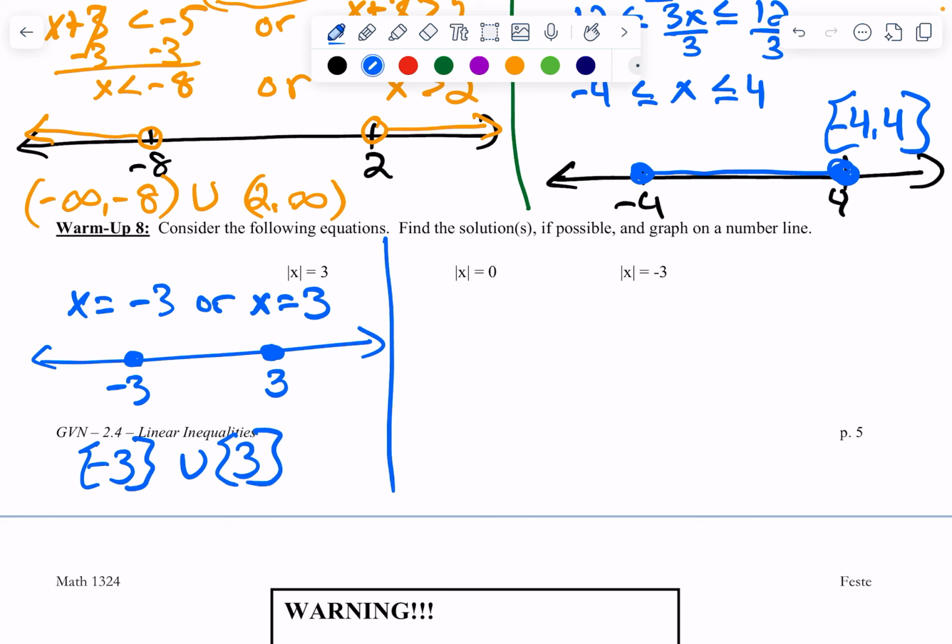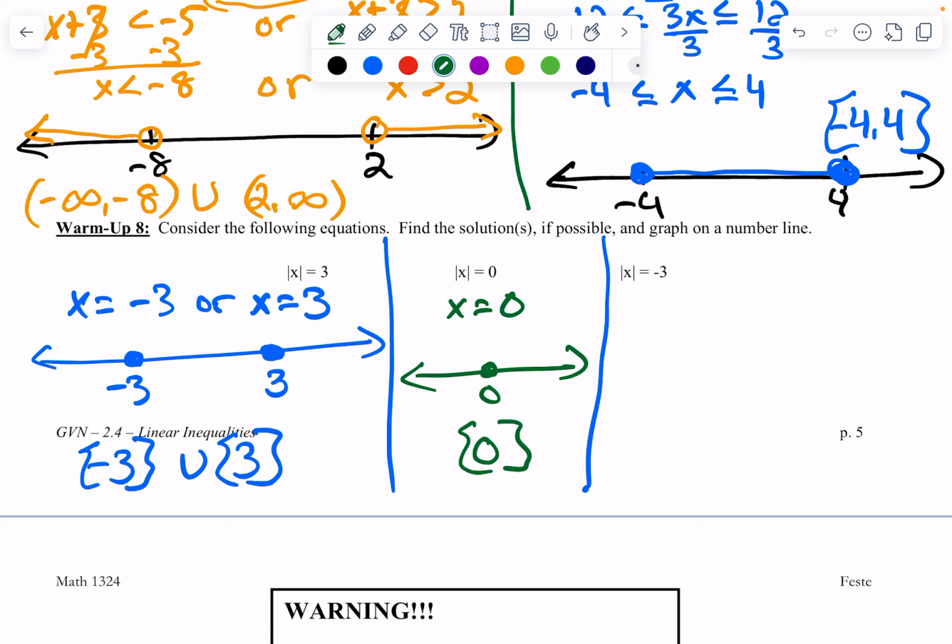Okay, next one is the absolute value of x equals 0. 0 does not have a positive or negative sign, so it's going to be just a 0. So on a number line, it's just going to be a 0. And your interval notation would be just 0 inside brackets. Again, we have the equal sign here instead of the inequality.